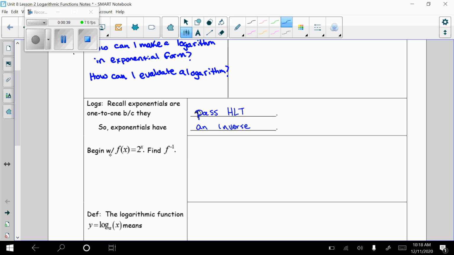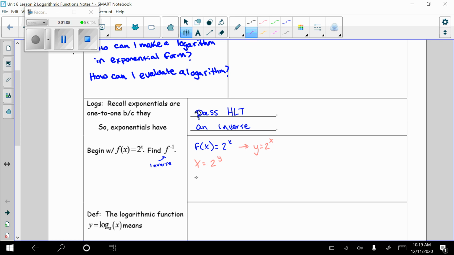So we're going to begin by finding the inverse. Remember, this means inverse of 2 to the x power. So remember that f of x equals 2 to the x power is just y equals 2 to the x power. To find an inverse, you're going to trade your x and your y values. So we have x equals 2 to the y. And then we need to resolve for y.